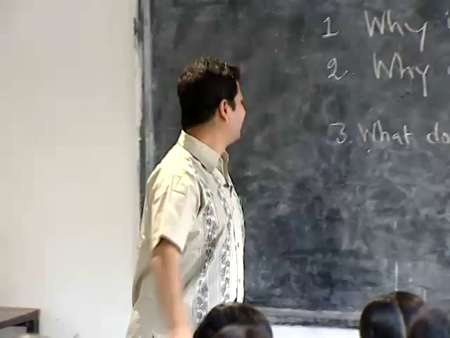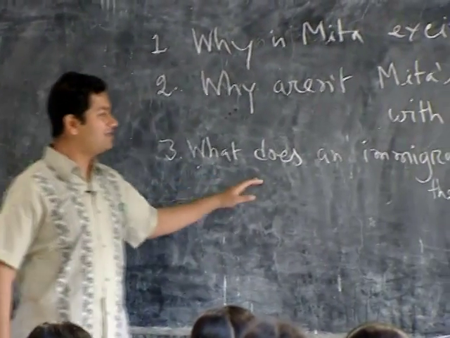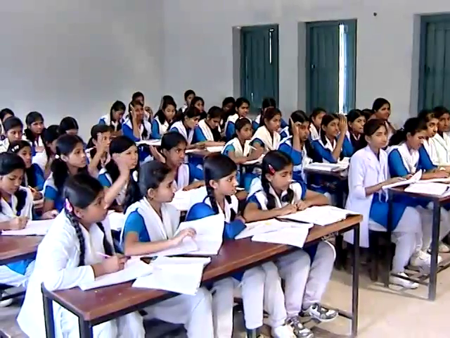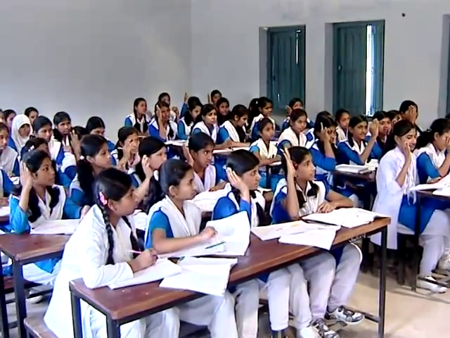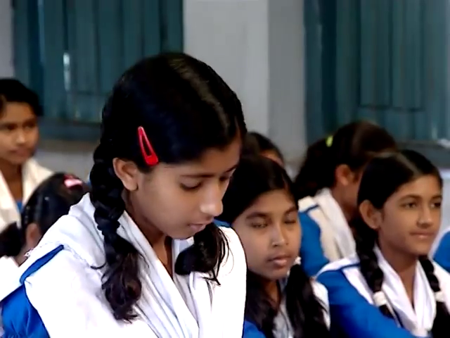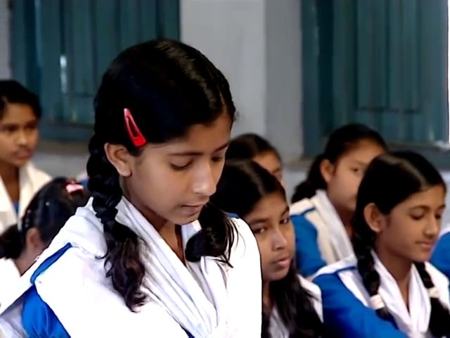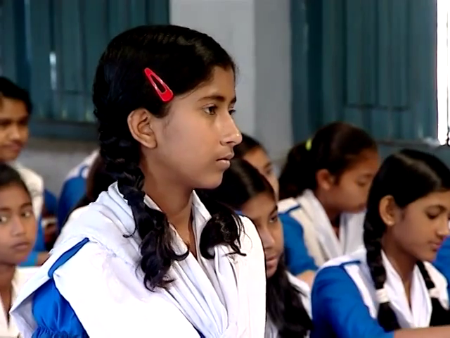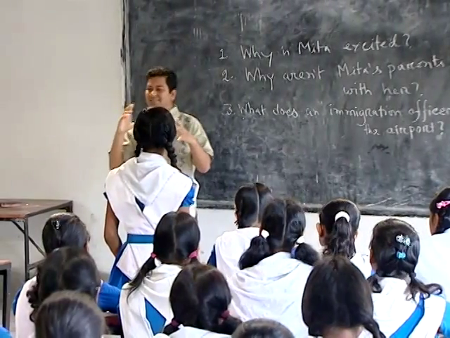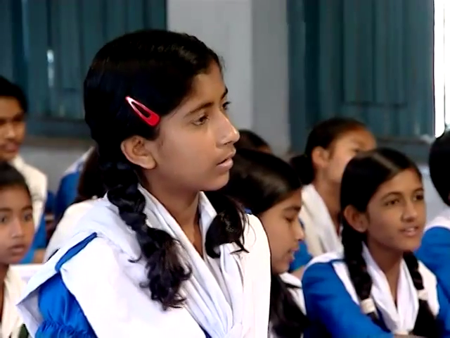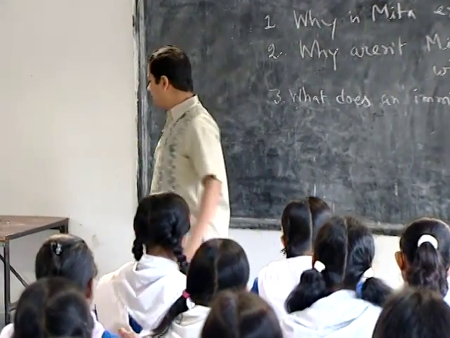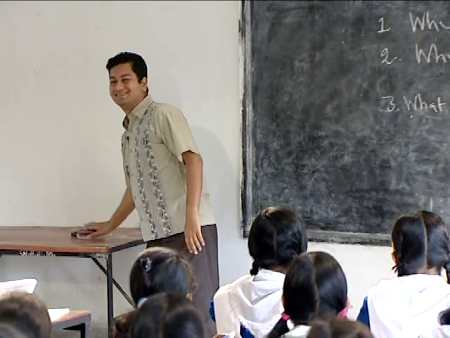Okay, sit down. Now next question. What does an immigration officer do at the airport? The immigration officer will check passport and stamp it. Okay, that's good. The immigration officer will check the passport and stamp it. Okay, that's very fine. You have made a good reading.